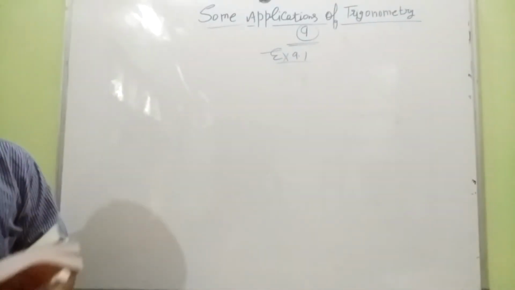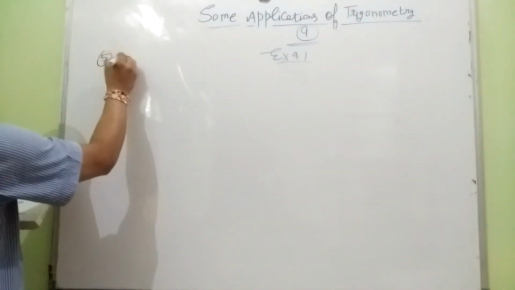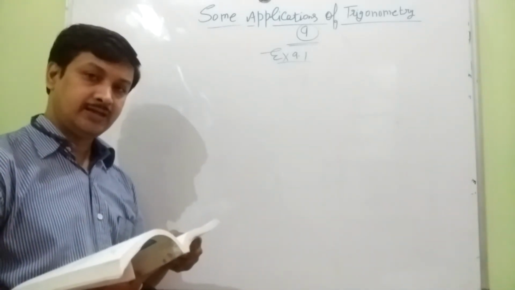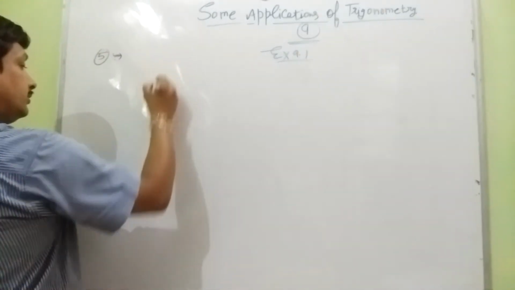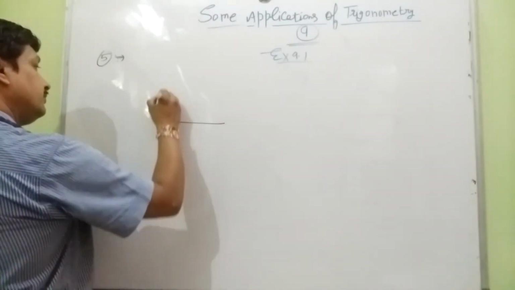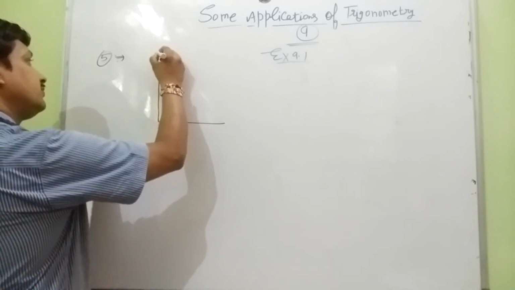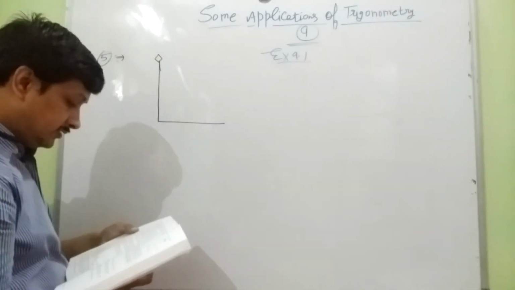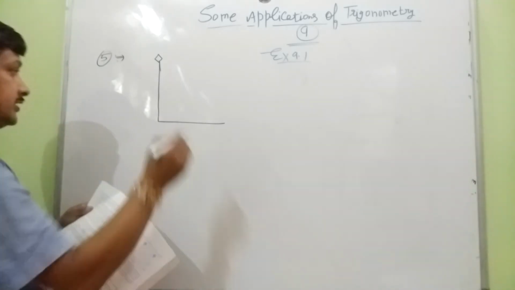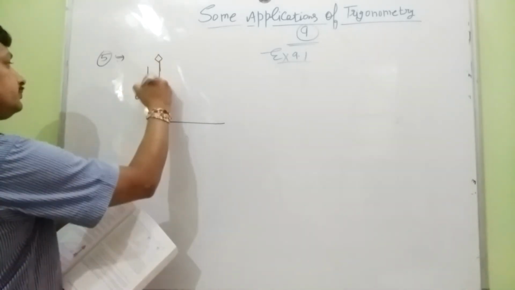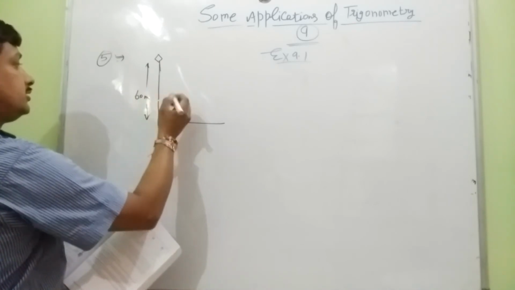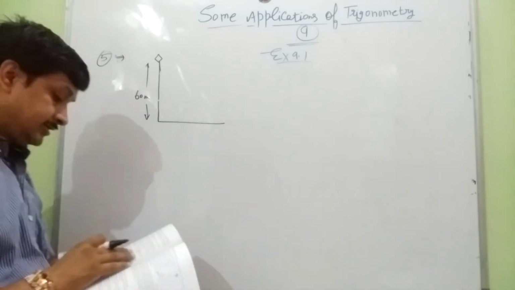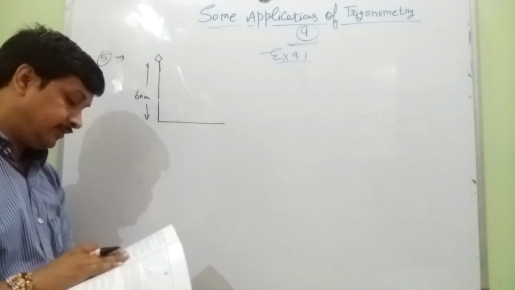After this, question number 5. Question number 5 is, a kite is flying at a height of 60 meters above the ground. This is the ground level and here is the kite which is flying. So this kite is flying at a height of 60 meters from the ground. This is the height of the kite from the ground level.